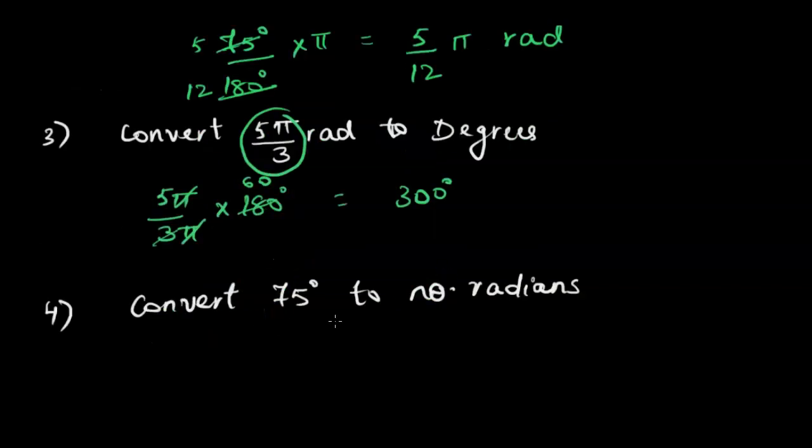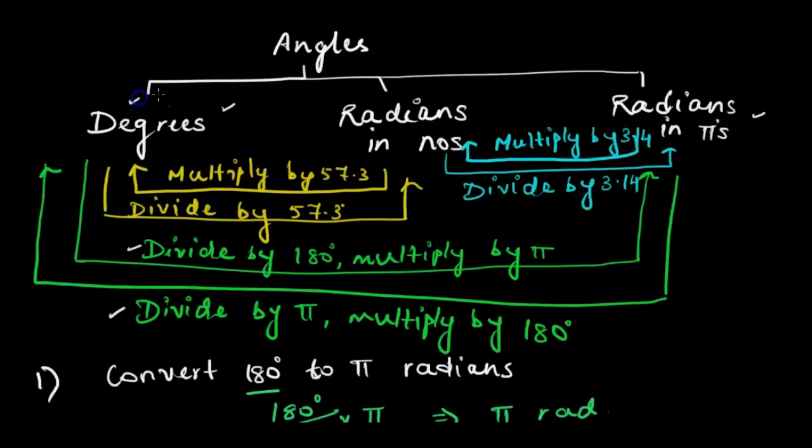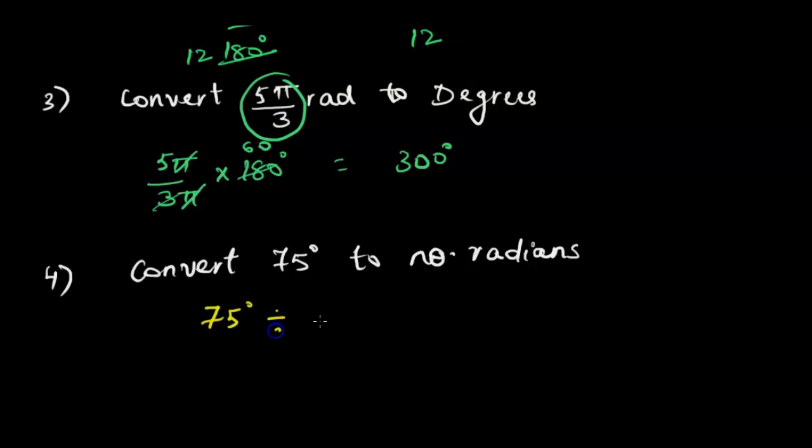Next we have to convert 75 degrees to number radians. Here we have to find the relationship between degrees and radians in numbers, and that is this yellow relationship. We are changing degrees to numbers, so that is this one. We have to divide by 57.3. So all we have to do is divide 75 degrees by 57.3 degrees. And the answer that we get is 1.3 radians. We notice here we do not have any pi. We have it in the form of a number. That number could be a decimal or a whole number.